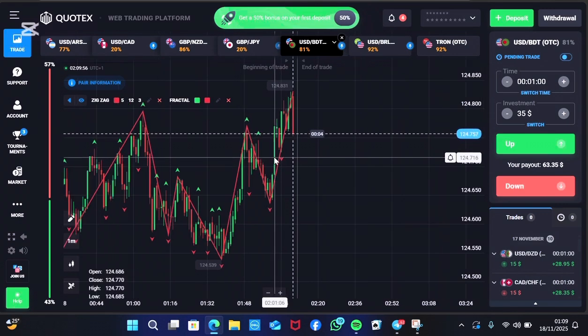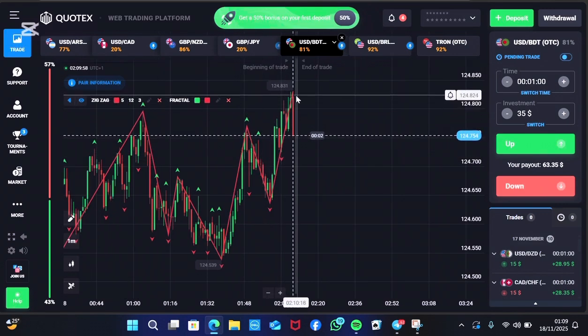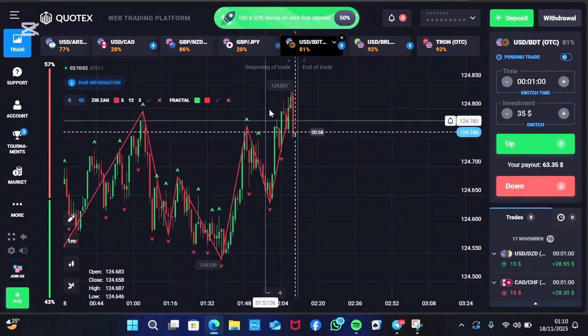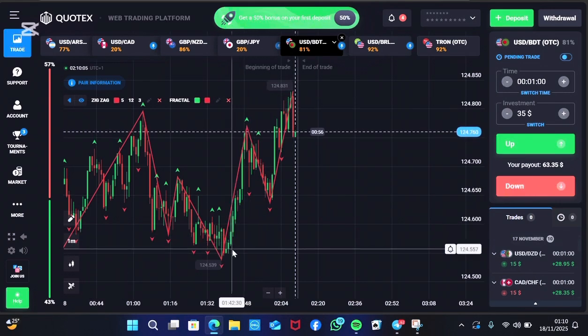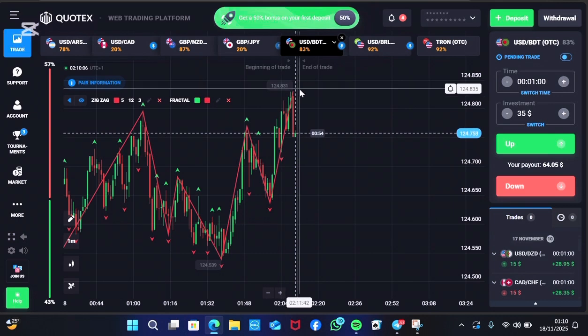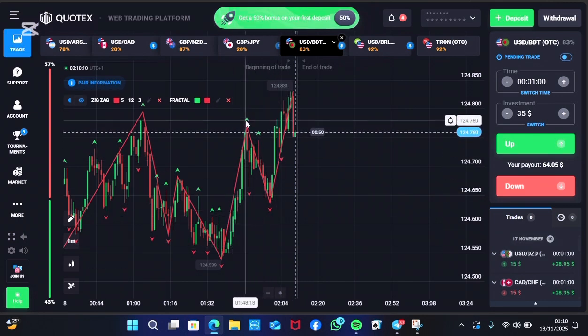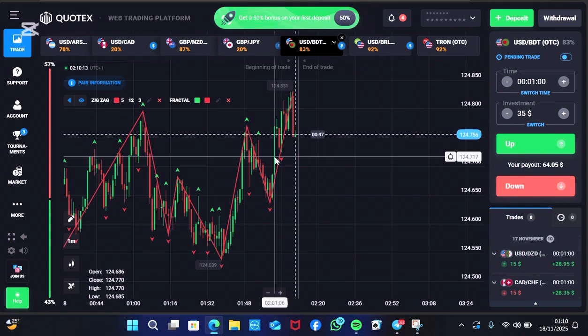You can also use, let's see, the market structure. Now that is simply the higher highs and the lower lows. It's still the same as bullish and bearish. The trend indicators is what I've just shown you here and the rest.